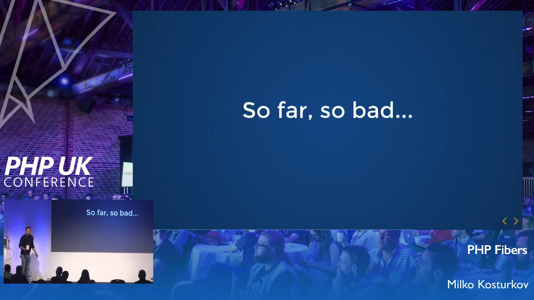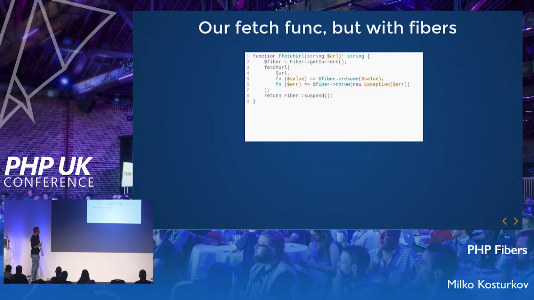Bring in the fibers. How are we going to use the fibers? They're going to bring some sanity to this whole thing. More refactoring. We're going to have this f fetch URL. F stands for fibers fetch URL. It's going to wrap around our old function. First, it's going to get a reference to the current fiber that's being executed. Then it's going to call the fetch URL function as we have it now. The callback for done is going to resume the fiber that we're currently in. If there is an error, throw from the fiber that we're currently in.